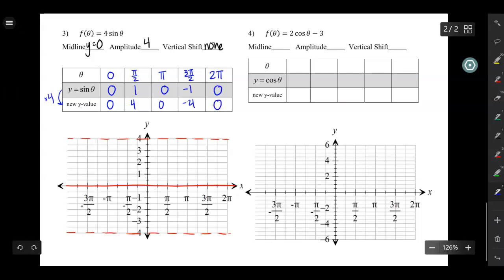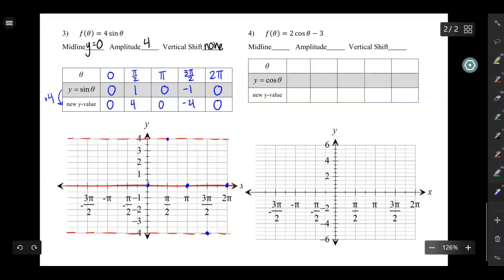And what that is doing is it's basically stretching my graph out vertically. It's going to make it look taller and probably a little bit skinnier. So let's go ahead and graph these points. I have a point at 0, 0, at pi halves 4, at pi 0, 3 pi halves negative 4, and then 2 pi 0. Okay.